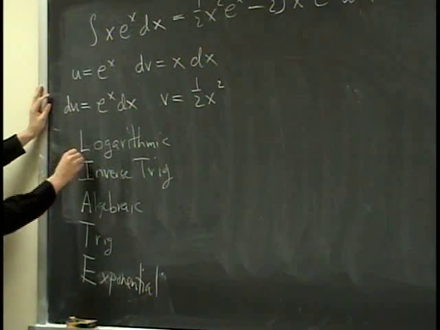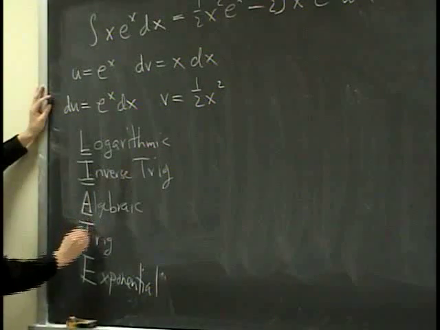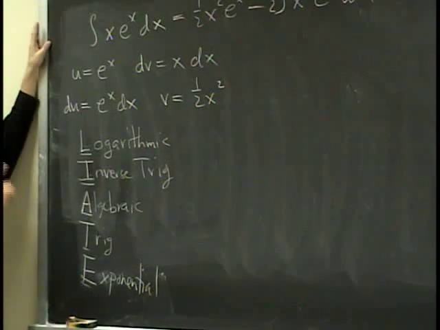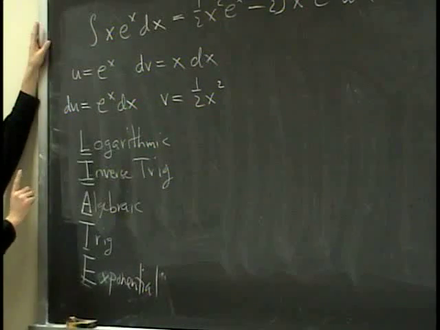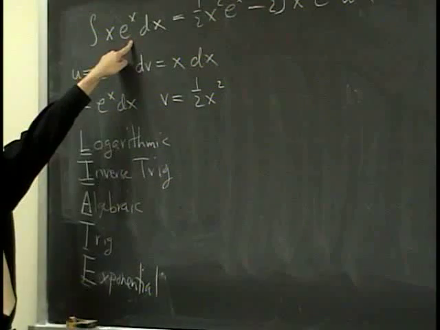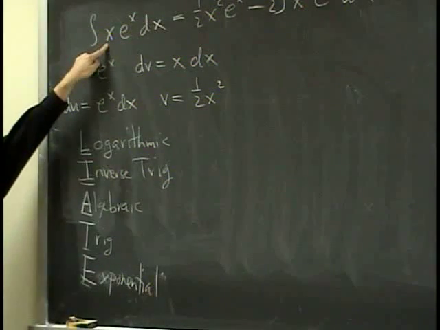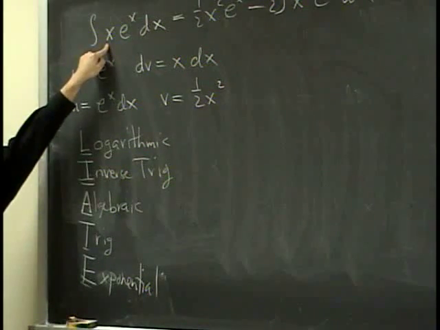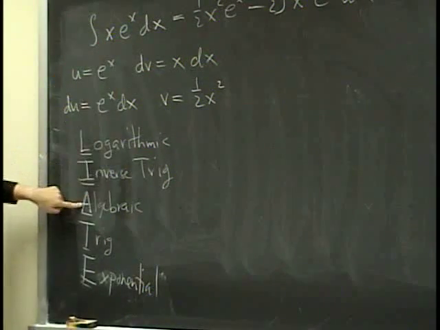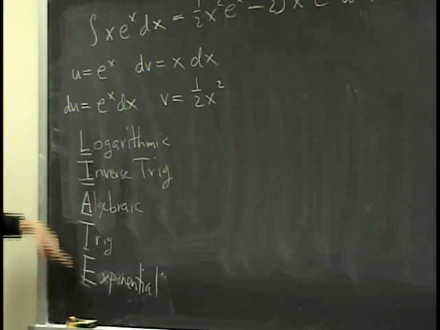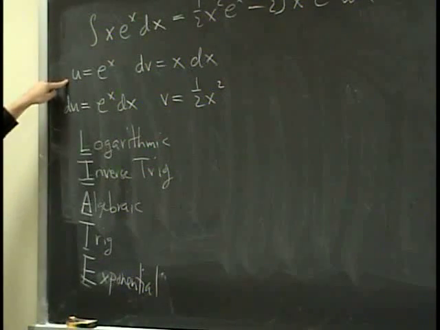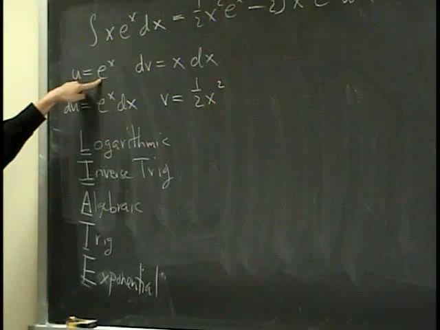All right. So what is this supposed to mean? Whichever one is higher up on the list, that's the one you should choose as your u. So for instance here, you have x e to the x. X is an algebraic function. Polynomials are algebraic functions. Rational functions, quotients of polynomials, that's algebraic. So that's algebraic, and e to the x is exponential. Since algebraic comes first, you let the x be your u. Here you can see we didn't, and you got a bad result.